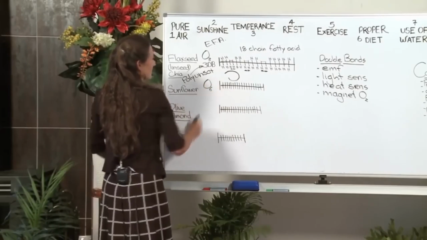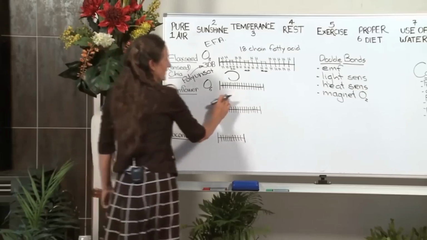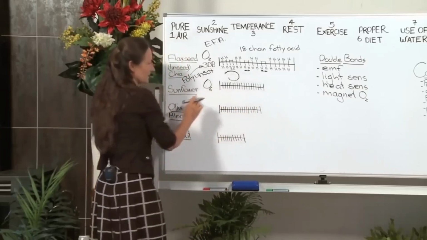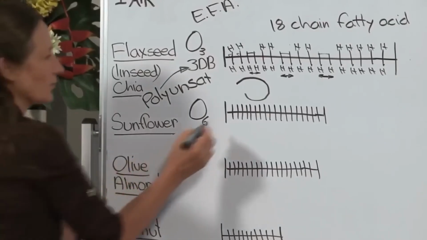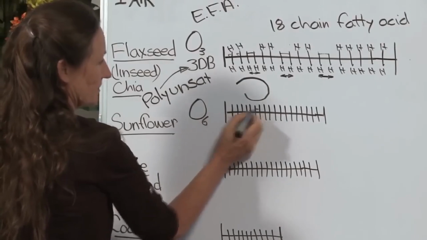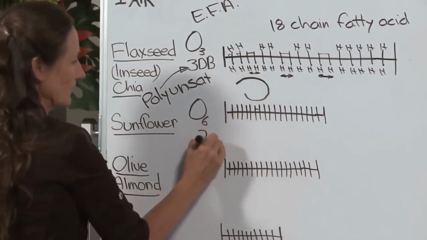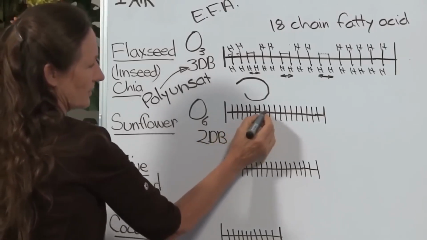Sunflower contains omega-6 fatty acids. It is also an 18-chain fatty acid, but the 6 indicates the position on the fatty acid chain of the first double bond. 1, 2, 3, 4, 5, 6. There's its first double bond, and there are 2 double bonds in this fatty acid chain.